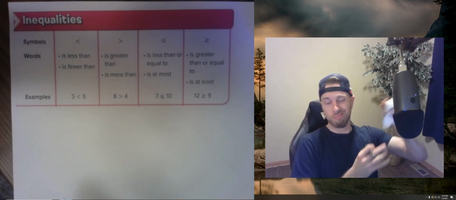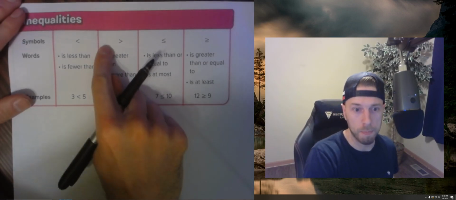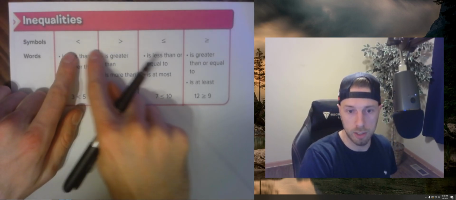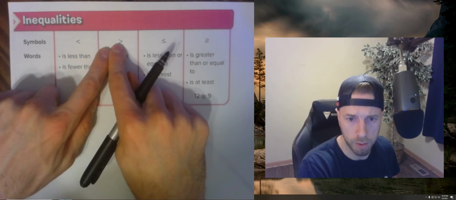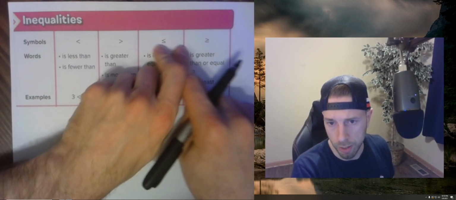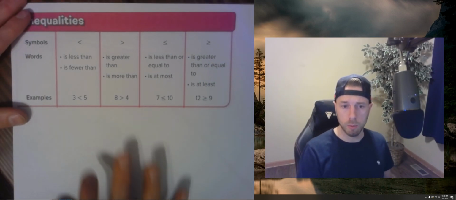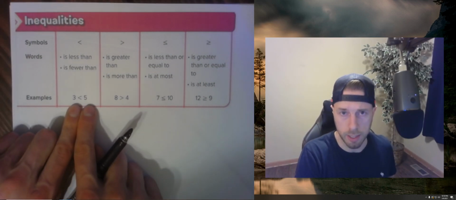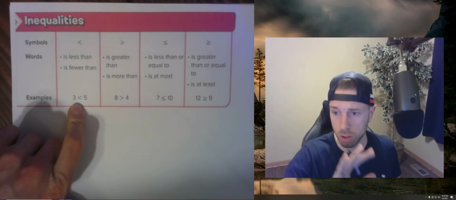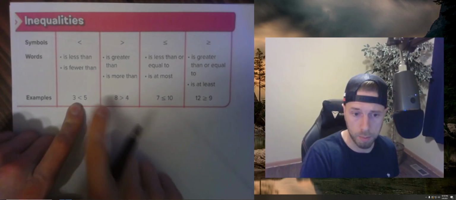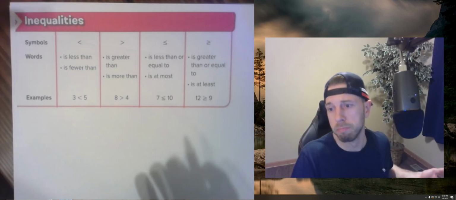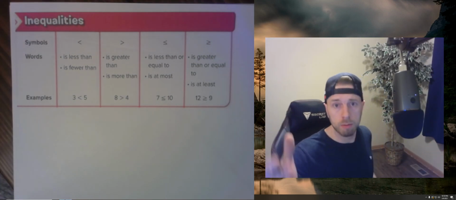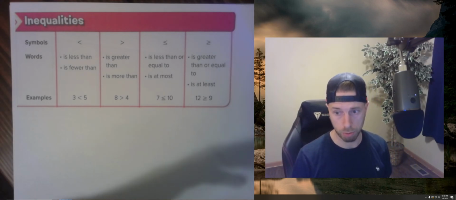We use unequal signs, okay? For example, these 4 signs right here. You might have seen these before. This one stands for less than, greater than, less than or equal to, or greater than or equal to. And basically what they stand for is just a statement, right? Because everything we do in mathematics are just sentences, right? And you would read this sentence right here as 3 is less than 5, which is a true statement, right? And again, we're totally concerned about truth, right?